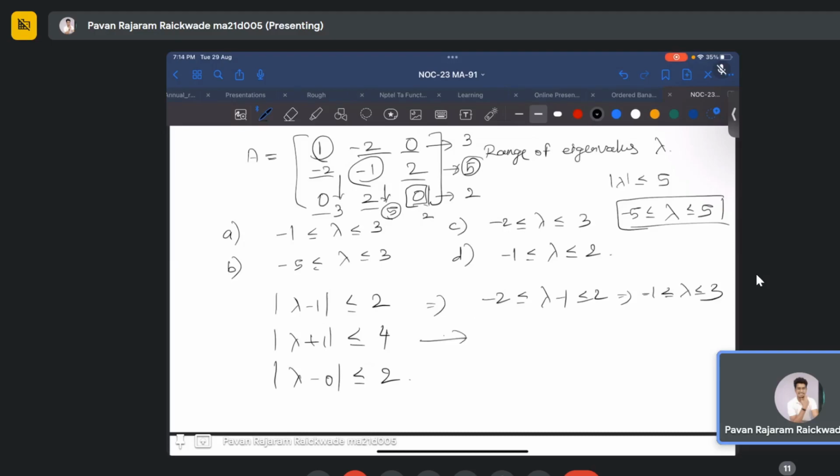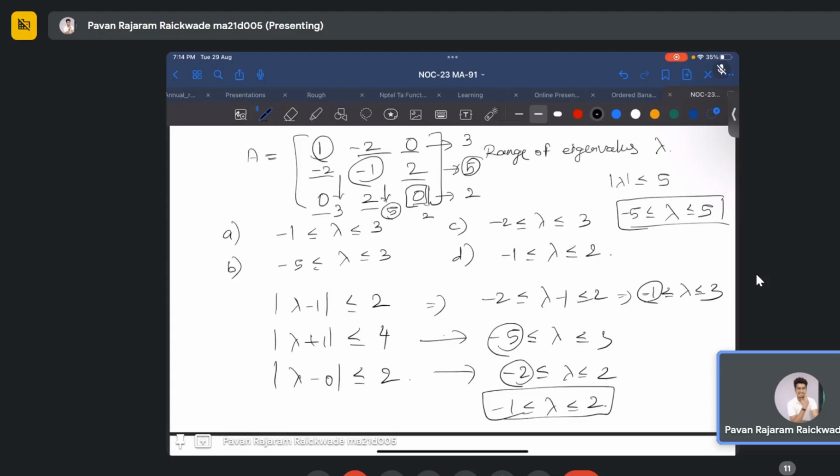And similarly for this you get, and similarly for this you get. And in these three conditions, the maximum lowest bound is minus. But what is this? Union of all these, sir. Yeah. But even in this situation, the right answer should be minus 1 less equal lambda less equal 2, right?